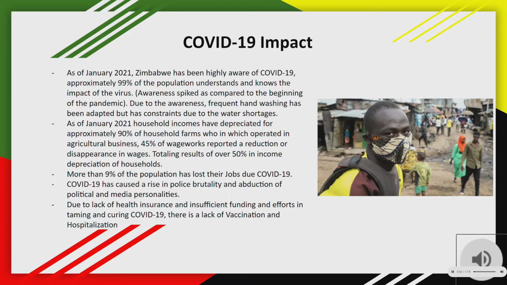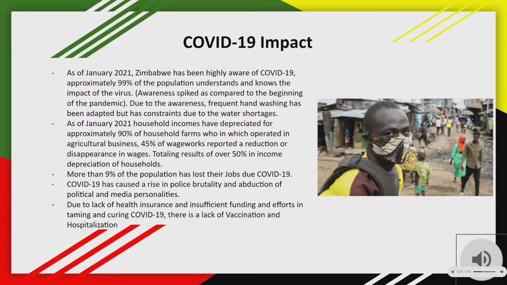As of January 2020, Zimbabwe has been highly aware of COVID-19. Approximately 99% of the population understands and knows the impacts of the virus. Awareness spiked as compared to the beginning of the pandemic. Due to the awareness, frequent hand washing has been adopted, but has constraints due to water shortages.